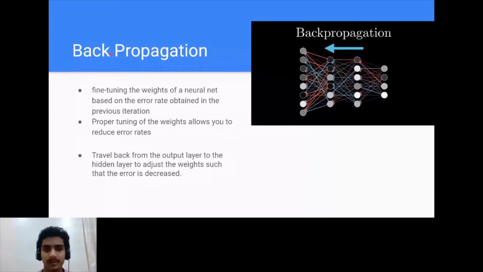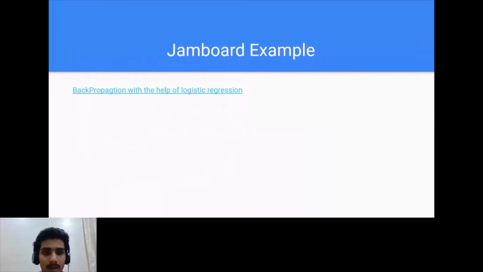As the word suggests, backpropagation is propagating in the backward direction. You remember what forward propagation was? It was giving inputs to our neural network, finding the output, then we got a loss. So to minimize that loss, we are backward propagating. We travel back from the output layer to the hidden layer to adjust the weights such that our error is decreased. So let us understand backpropagation in a little more depth.